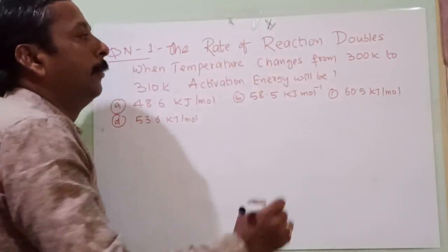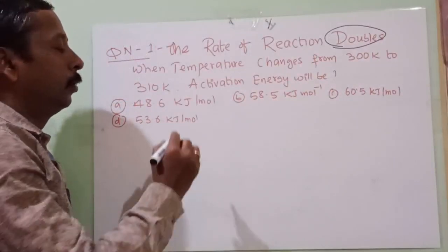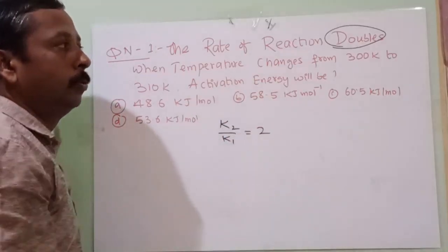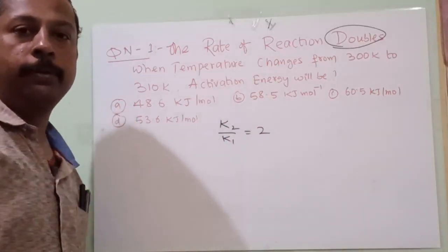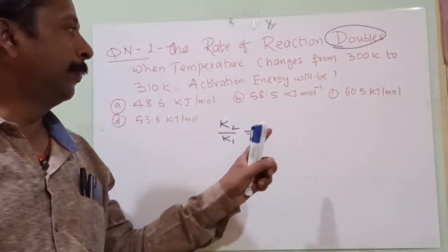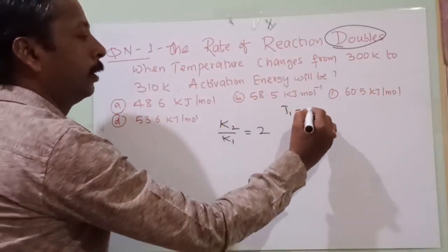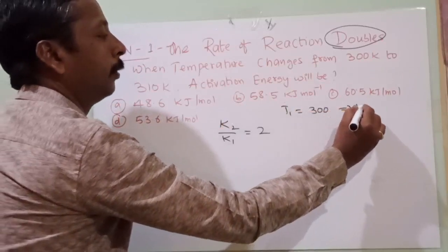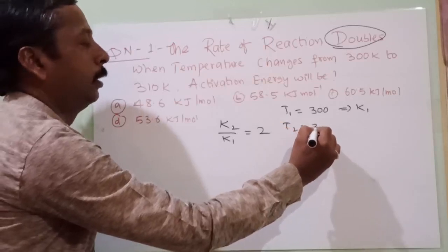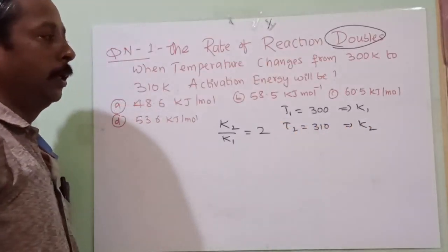Now I am explaining. The main twist in the question is "doubles." Doubles means K2 by K1 is equal to 2. What you should remember in this question is that when the rate of reaction is doubling, it is just because of the rate constant. Let us take temperature T1 as 300, with corresponding rate constant K1, and temperature T2 as 310, with rate constant K2.